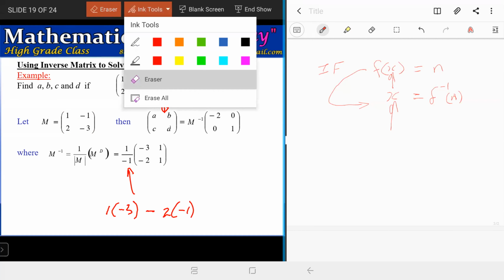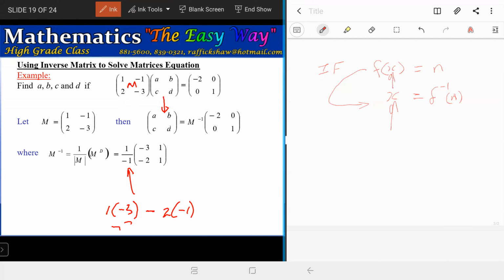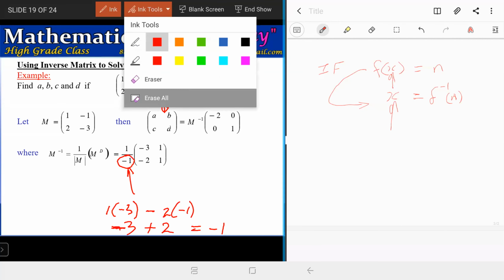And if you work this out, you see that it becomes -3 plus 2. -3 plus 2 is -1. That's why this value is -1. All right, that's why that value is -1.